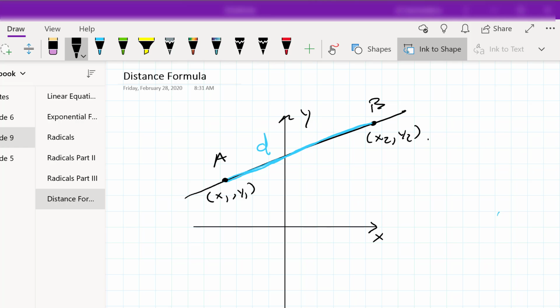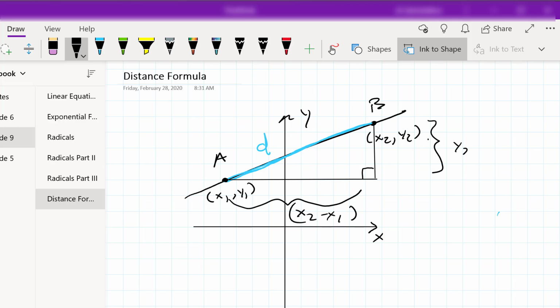If I draw a straight line in the x direction as such, and then I draw another straight line in the y direction, as such, and we note that this is a right angle, we can then say that the distance here in the x direction is just x2 minus x1. And the distance here in the y direction is y2 minus y1.